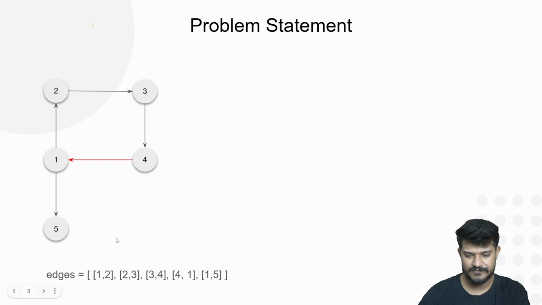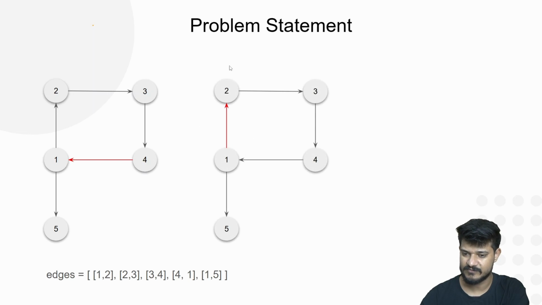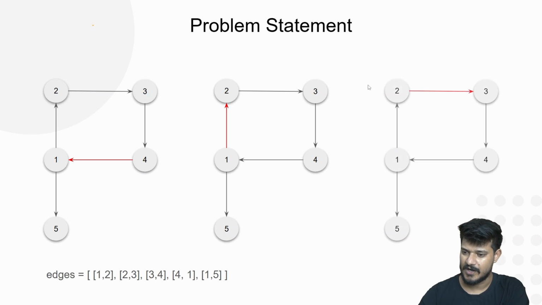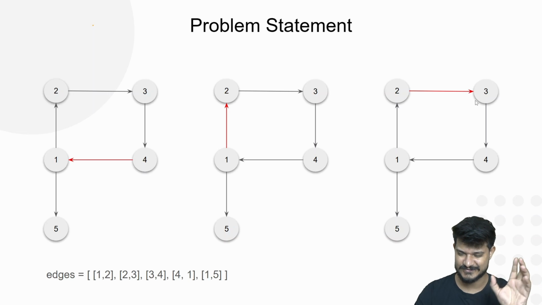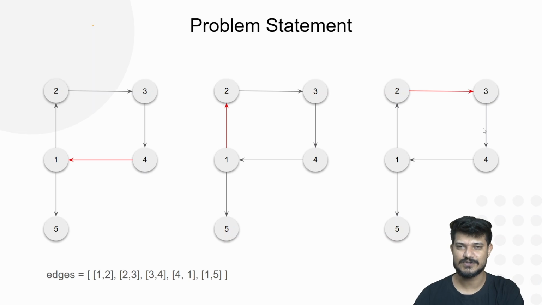Now, if you look at this whole cycle, you can remove any edge out of it, and it will become a tree again, right? So in this example, I'm trying to explain that we can remove edge 4 1 and it would become a tree again, or we can remove 1 2, same story, 2 3, same story, and same goes for 3 4. All right, I couldn't add extra graphics here because it took all the space. So 3 4 is also a candidate.